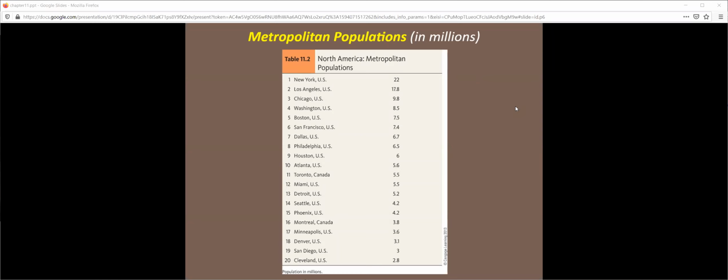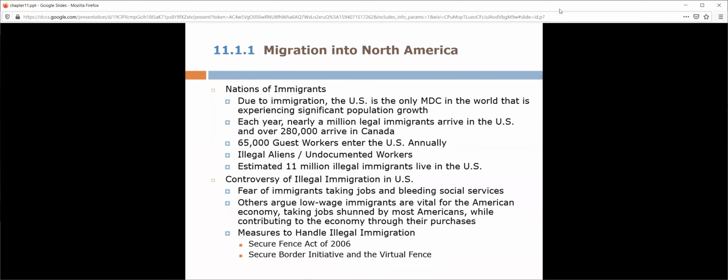America has three: New York, Los Angeles, and Chicago. I do not believe Washington's at 10 million yet. Boston and San Francisco, I'm very sure, are not either. So, not a lot of overly populated cities.